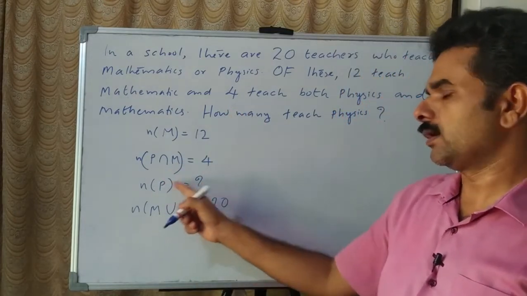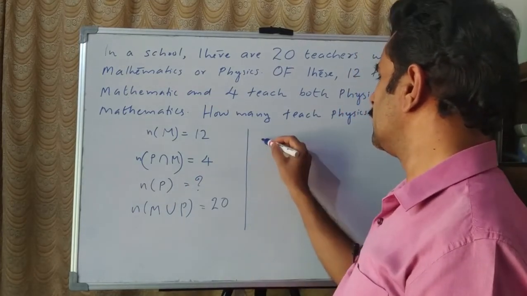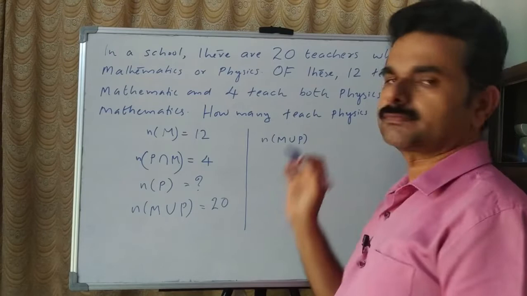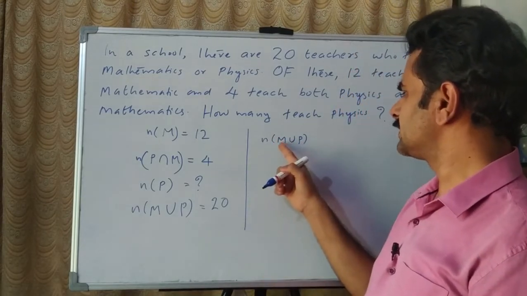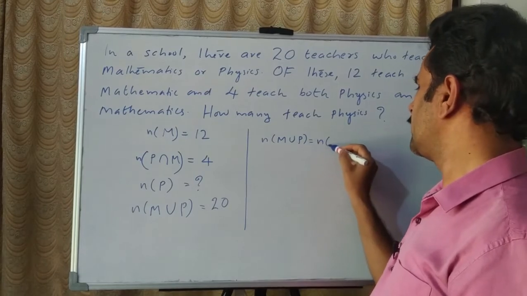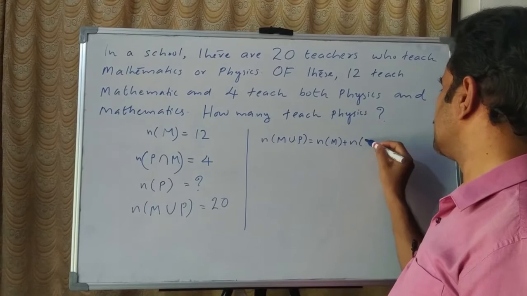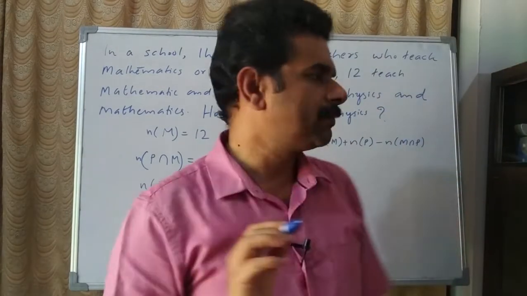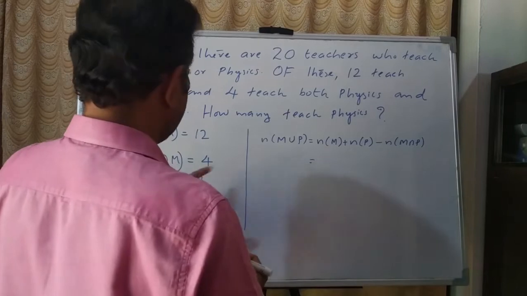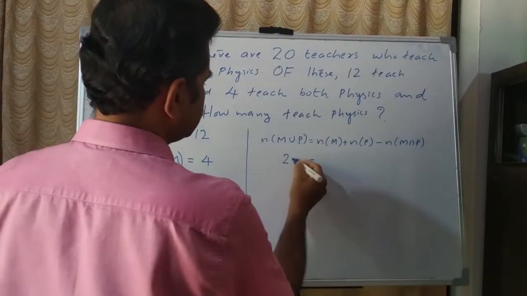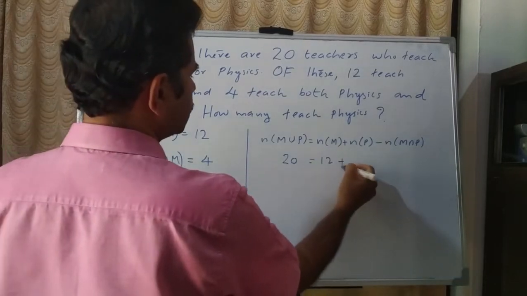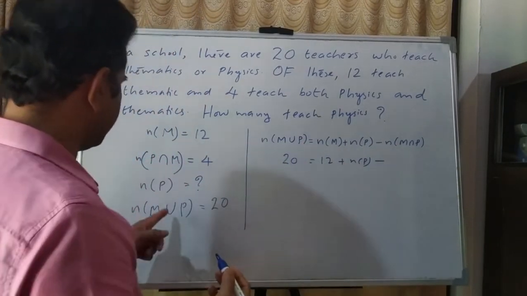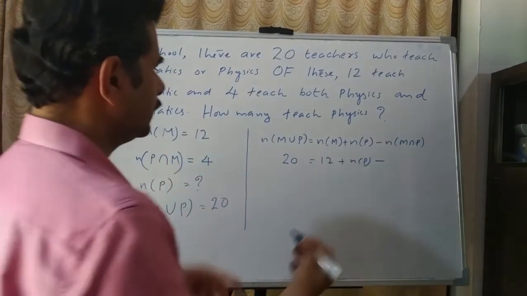Then what is to be found out? n of P. Then how do we calculate? We have the formula n of A union B. Instead of A, B, we have M union P. n of A, that is M, plus n of B, that is P, minus n of A intersection B, that is M intersection P. So n of M union P, that is 20, equals n of M, 12, plus n of P, which we don't know and is to be calculated, minus n of M intersection P or P intersection M, both are same, that is 4.